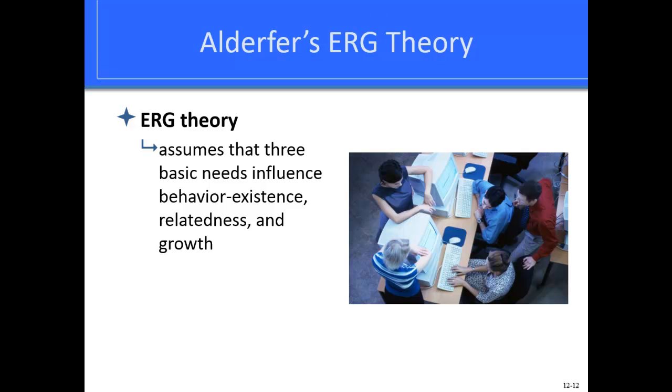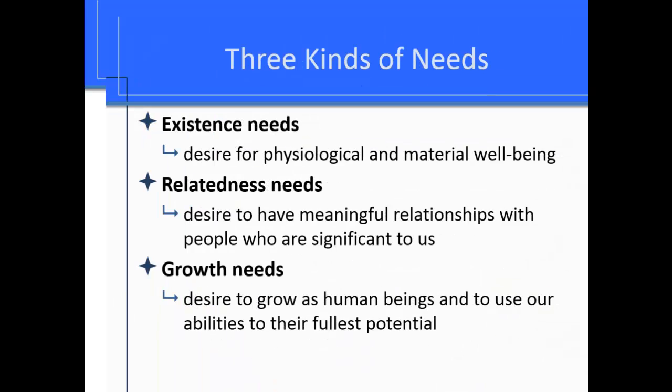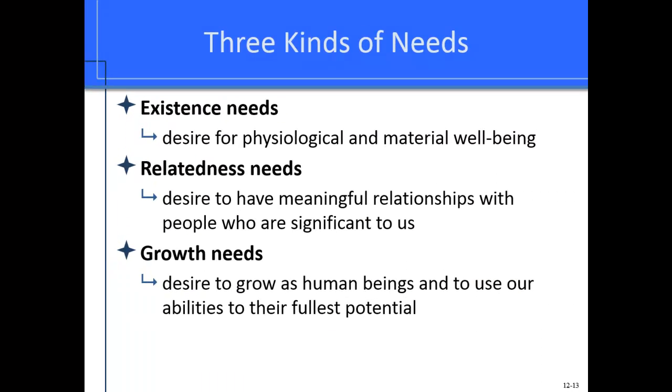From lowest to highest, the 3 needs are as follows. The existence needs, the desire for physiological and material well-being. Relatedness needs, the desire to have meaningful relationships with people who are significant to us. And lastly, growth needs. These are the desire to grow as human beings and to use our abilities to their fullest potential. Now, Alderfer also held that if our highest level needs are frustrated, we will then seek more intensely to fulfill those lower level needs. And this is called the frustration regression component.